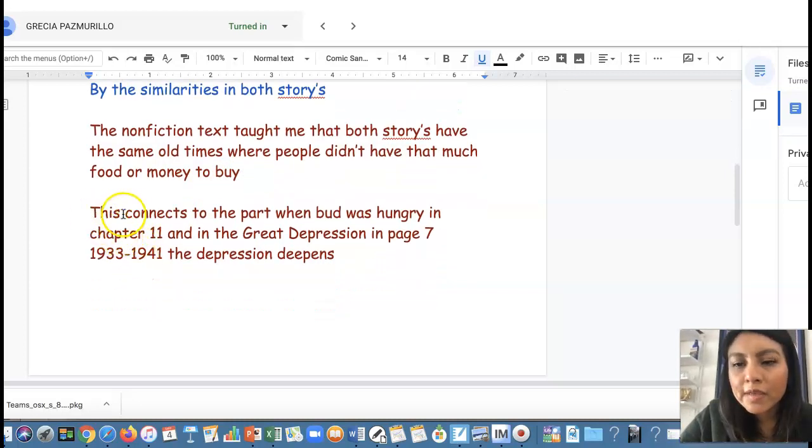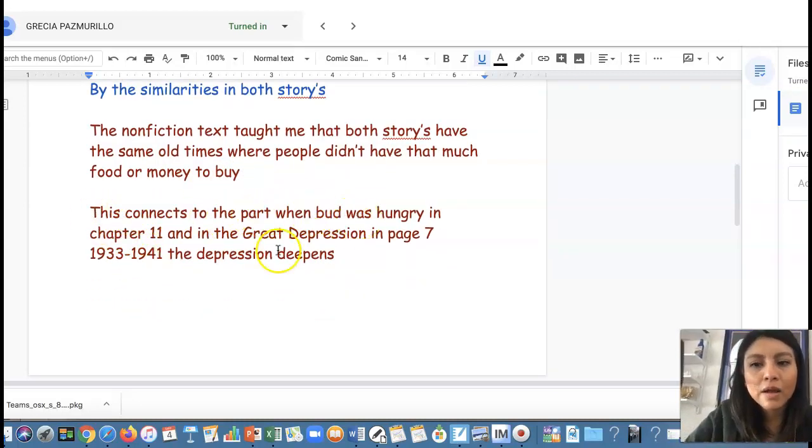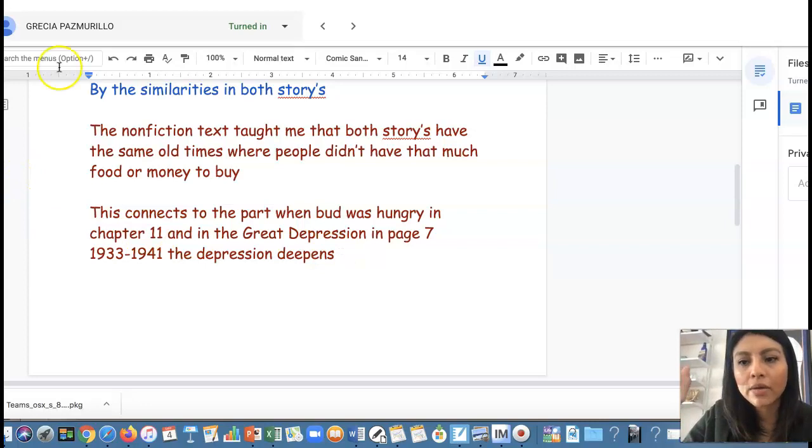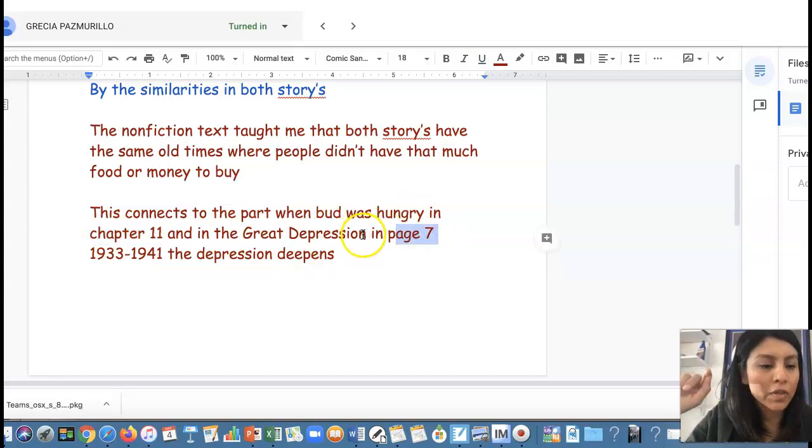And then she wrote, this connects to the part when Bud was hungry in chapter 11, and in the Great Depression, I guess she meant on page 7. 1933 to 1941, the Depression deepens. So one thing that I know that this writer's doing really well is she's being super specific about what part of the book she's talking about. She's talking about chapter 11 of Bud, Not Buddy, and she's talking about page 7 of the Great Depression nonfiction text. But let's take a look at her text evidence.